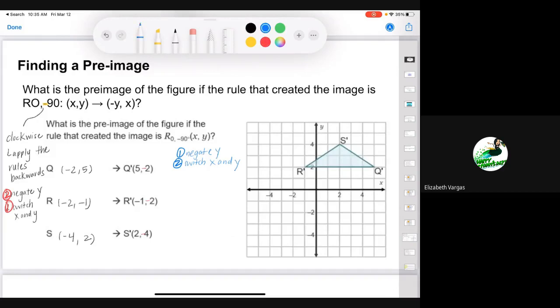There we go. And then if I wanted to map that, Q is at negative 2 and 5. R is at negative 2, negative 1. S is at negative 4 and 2. And so this represents where our pre-image was located. Okay.